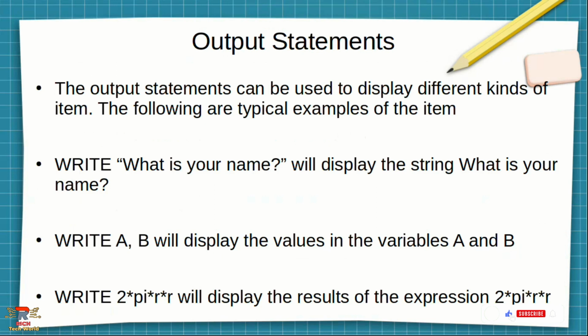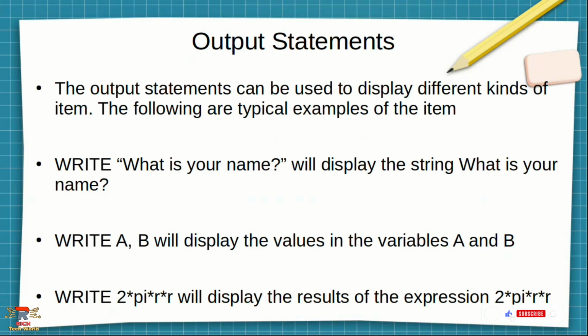You could also say write a, b, which will display the values in the variables a and b. Also, if you have an expression or a calculation you want to display to the user, you can also do that. The last line is explaining that as well. Basically, this is what the output statement is used for in programming.